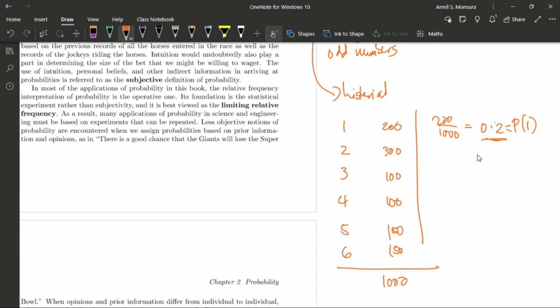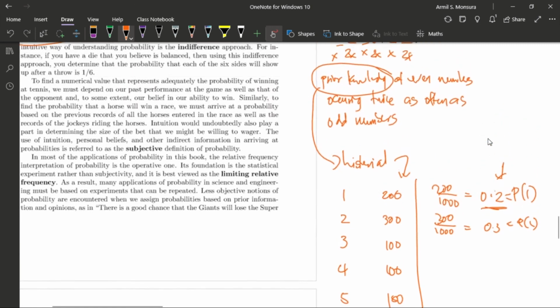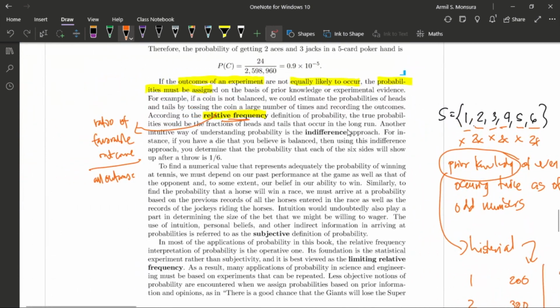So medyo bias nga to kasi ang 1/6 is 17%. Okay? So according to this, kung ito yung historical data na nakuha ninyo sa pag-roll ng die, medyo bias nga siya towards 1 at saka 2 actually. Kasi sa 2, 300 over 1,000. So this is 0.3. Almost twice ito mag-o-occur kesa dun sa iba. Okay? So ayun. That's how we assign yung probabilities using relative frequencies. Okay? Another approach is yung indifference approach na tinatawag.